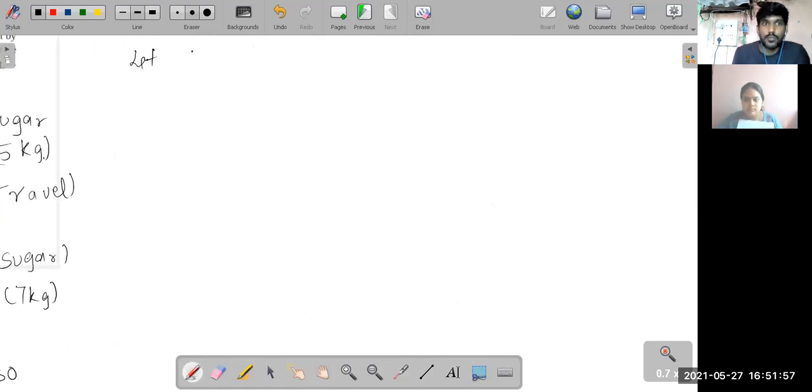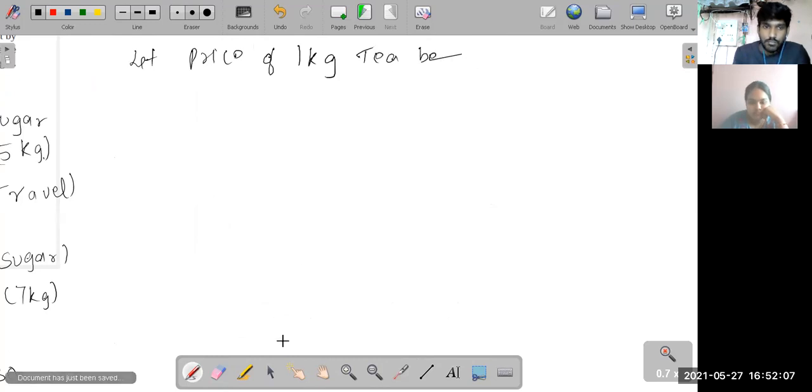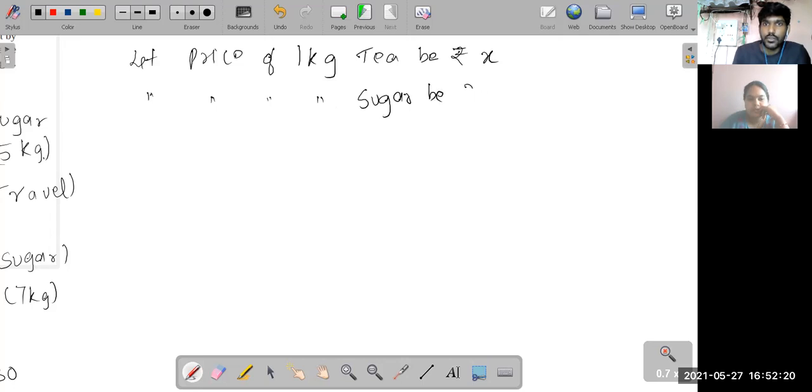Let the price of 1 kg tea be rupees X, and let the price of 1 kg sugar be rupees Y. Did you understand up to here the first statement that I've written? Yes?